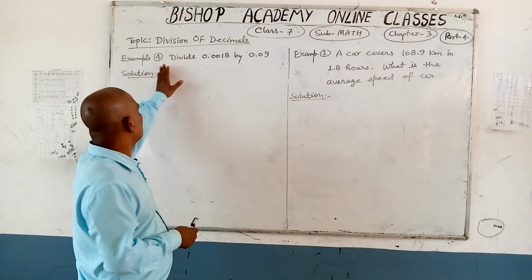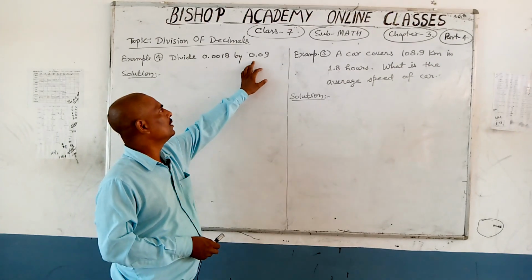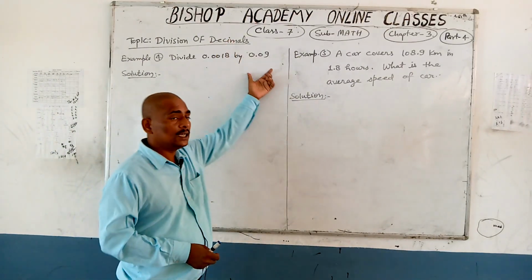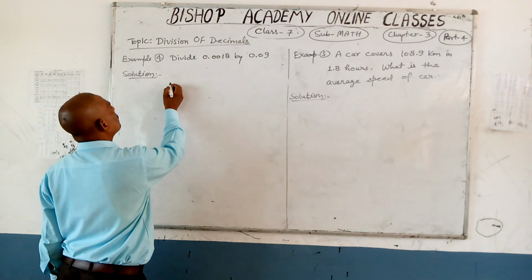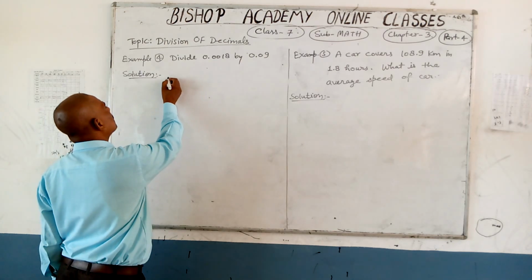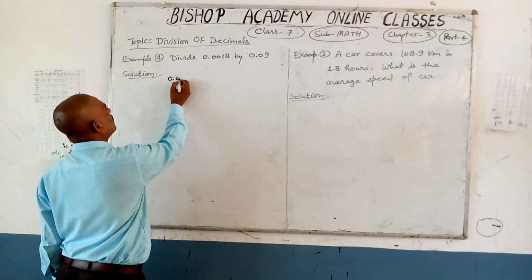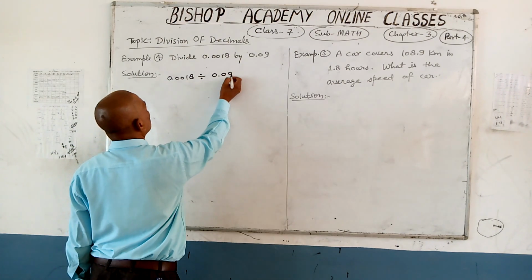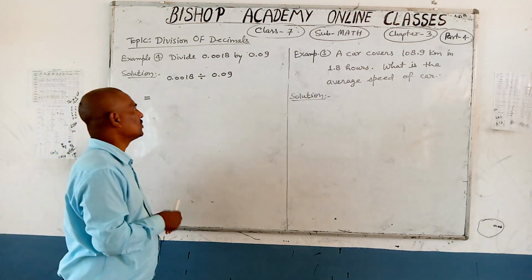Now, example number 4. Divide decimal 0.0018 by decimal 0.09. Here you have to divide a decimal by a decimal. How to do this? Let us see. Write the division fact. According to the question, we will write the division fact: 0.0018 divided by 0.09. In such a case, your pattern will change.